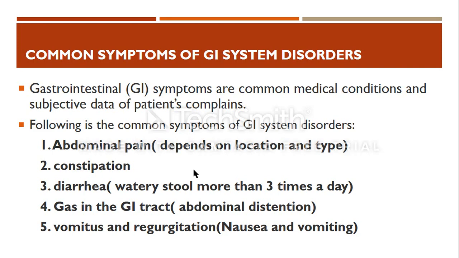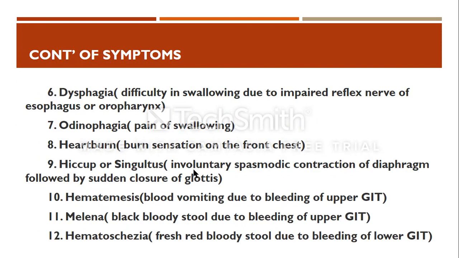Common symptoms of GI disorders: gastrointestinal symptoms are a common medical condition, and they are subjective data, the patient's complaint. Here are the common symptoms of GI system disorders. We can mention abdominal pain, when you feel some pain in the abdomen, depending on the location and also the type. Constipation is another symptom. Another symptom you can find is diarrhea, where we have watery stool more than 3 times a day. We have gas in the GI tract, also an abdominal symptom. Abdominal distension, vomitus or regurgitation, where we have nausea and vomiting.